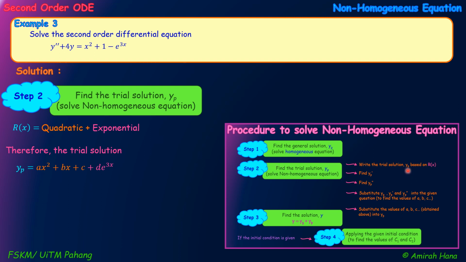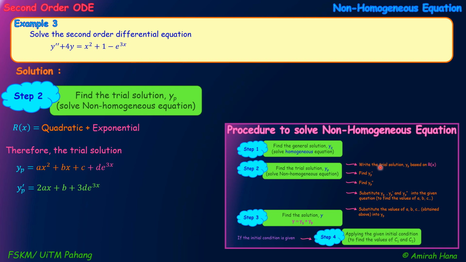After we find yp based on Rx, we need to find yp prime, meaning we differentiate from here. In between is a plus sign, so we just differentiate one by one. We differentiate ax squared, we get 2ax. We differentiate bx, we get b. We differentiate c, a constant, equals 0, no need to write. And then we differentiate constant d times e to the power of 3x. We still have constant d in front, and then we differentiate e to the power of 3x, we get e to the power of 3x, and then 3 we put in front here. The 3 here comes from differentiating the exponent 3x.